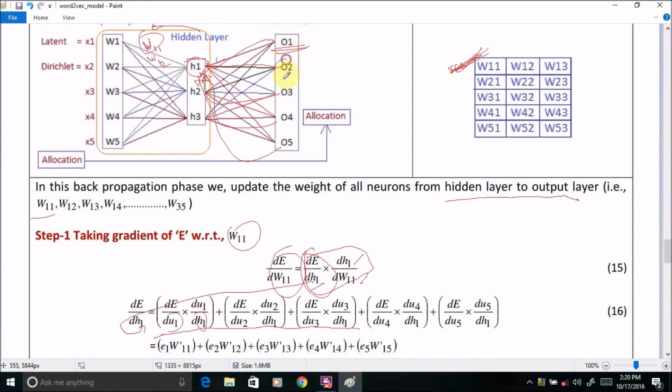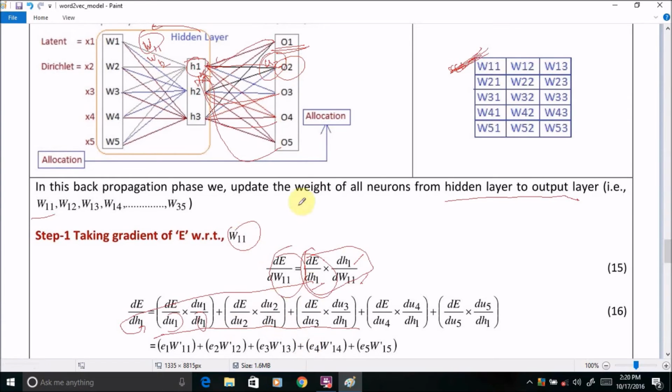The next error, which propagates from O2 to H1, is the derivation of E with respect to U2, where U2 is the net input function at O2, into the derivation of U2 with respect to H1.